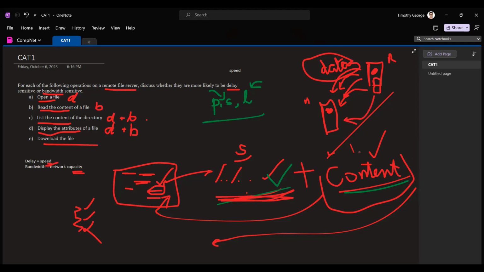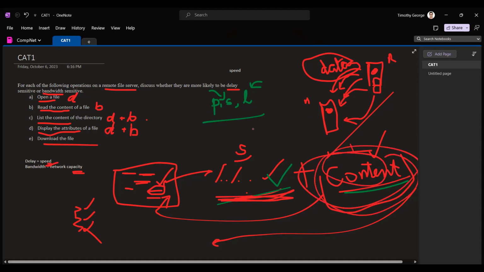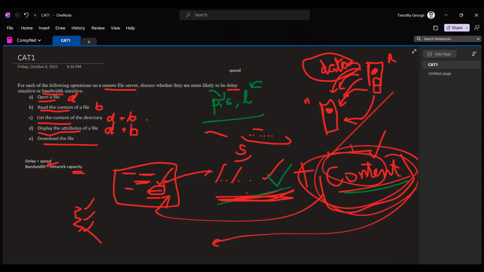What I want to say is it's more about what's in the file. So you have bits in the file, and all those bits need to be moved from the host to the remote. And we're not interested in permissions or attributes or storage or any of these things. We're not interested in listing the content of the directory. We're not interested in opening the file.